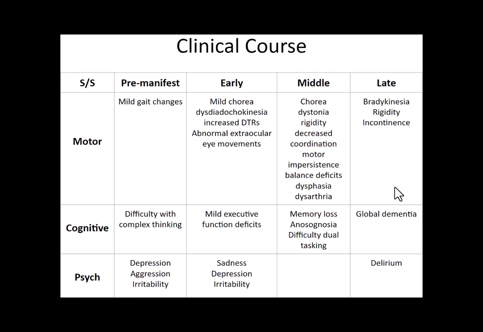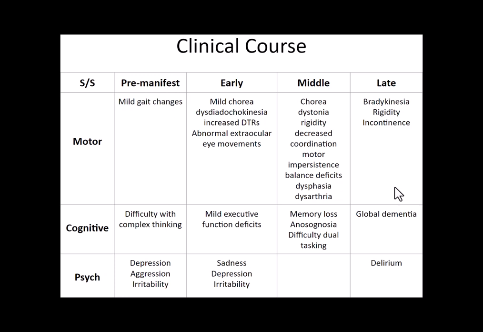And going over to the first column, the early clinical course is something called pre-manifest. That means there aren't really very many symptoms showing. There's a few, but very few. As far as motor changes, you might notice, or the patient might notice, some mild gait changes. Cognitive changes are going to be difficulty with complex thinking, and the psychiatric might be depression, aggression, and irritability.